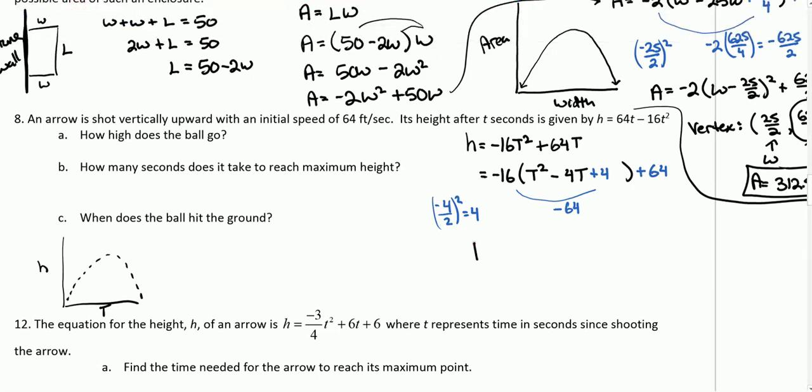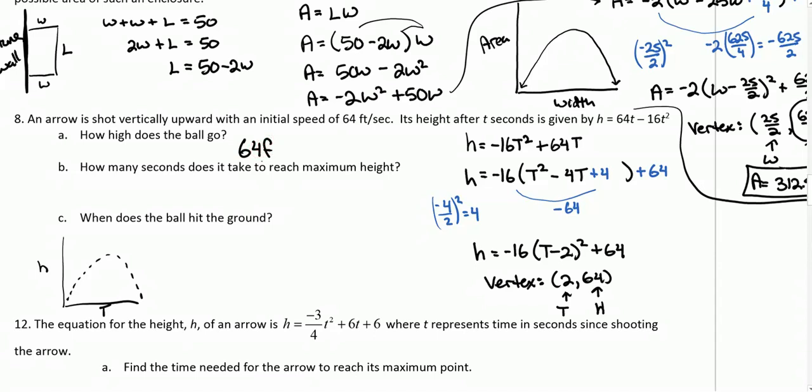And now factor, so the height is negative 16 times (t minus 2) squared plus 64. Our vertex is going to be (2, 64), where 2 is the time in seconds, and 64 is our maximum height. So now if we look at part A, it says how high does the ball go? It goes 64 feet.